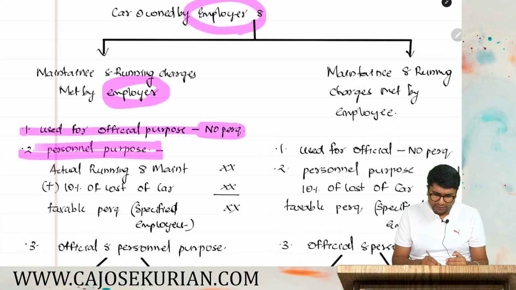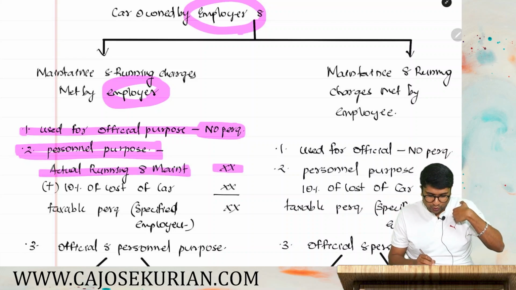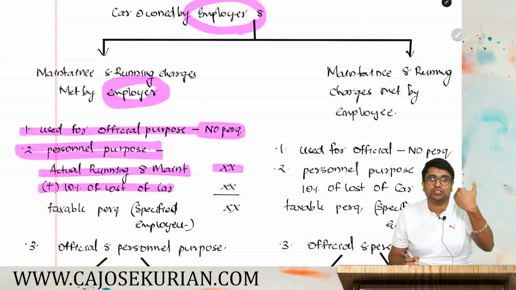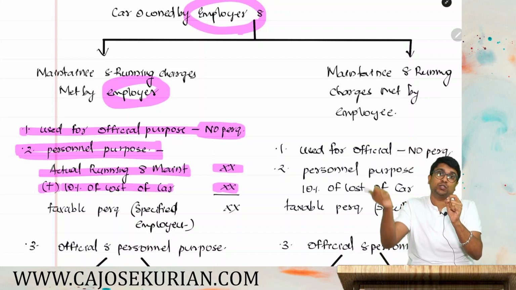If it is used for personal purpose, actual running and maintenance charges plus I don't have to own the car as well. So plus 10% of the original cost of the car. For the ownership, the proportionate value for a year is 10% of the original cost of the car.